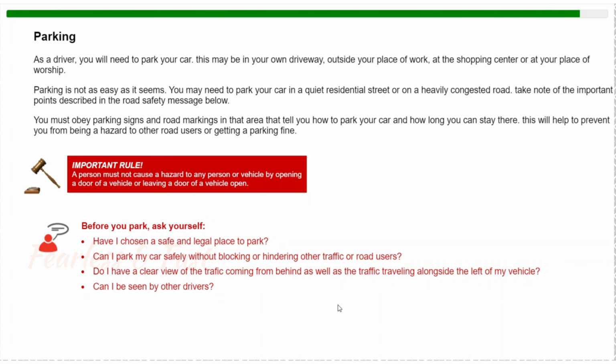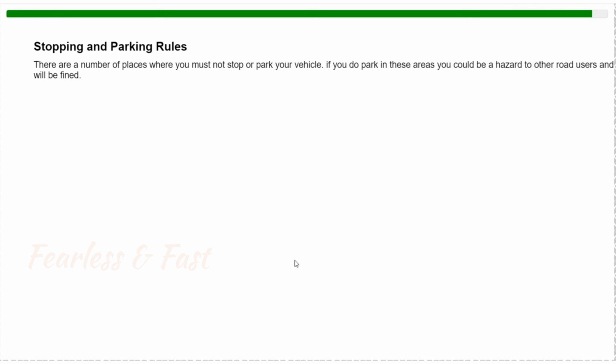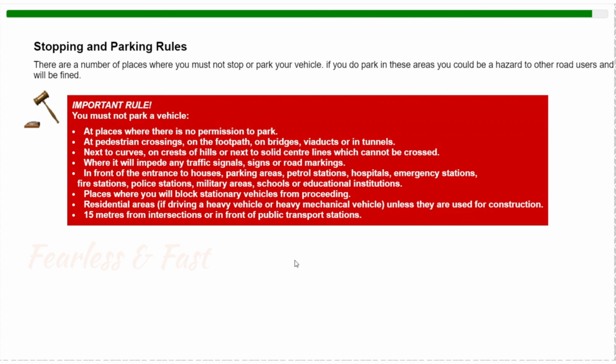Stopping and parking rules. There are a number of places where you must not stop or park your vehicle. If you do park in these areas, you could be a hazard to other road users and will be fined. Important rule: you must not park a vehicle at places where there is no permission to park.